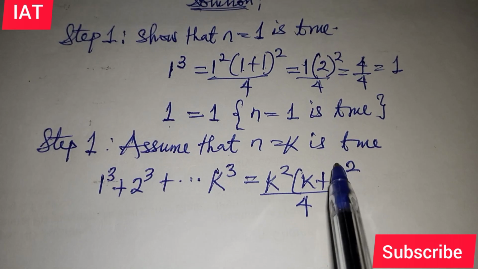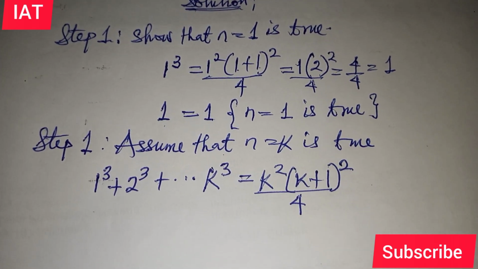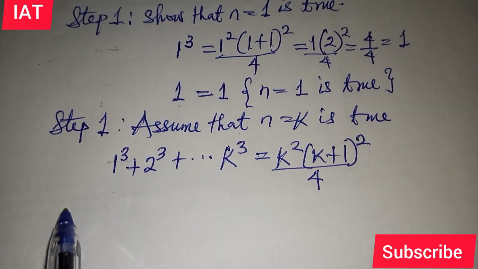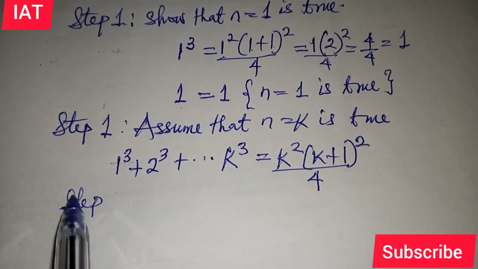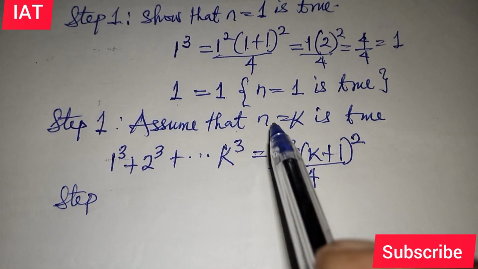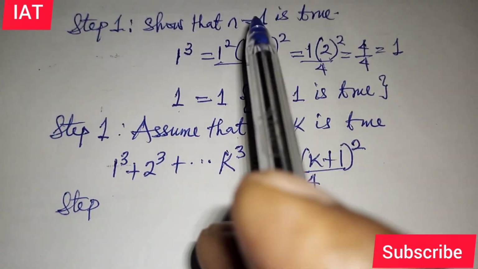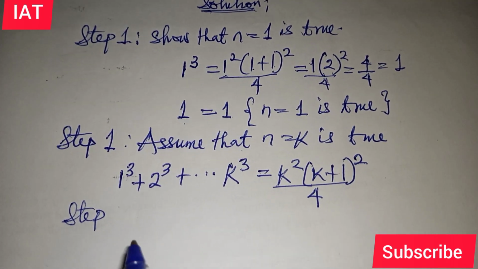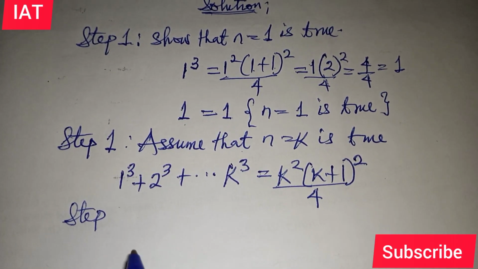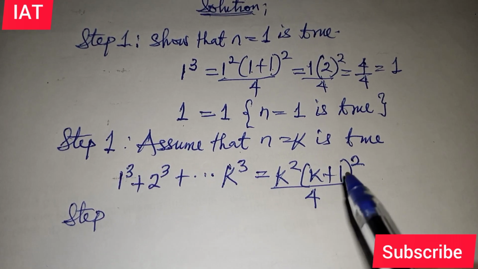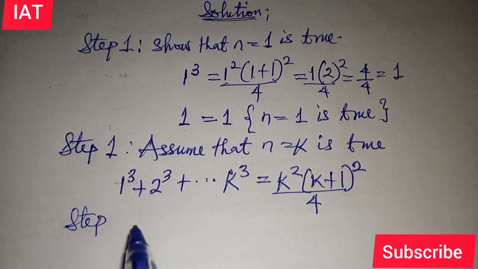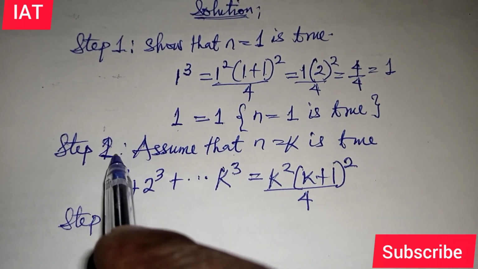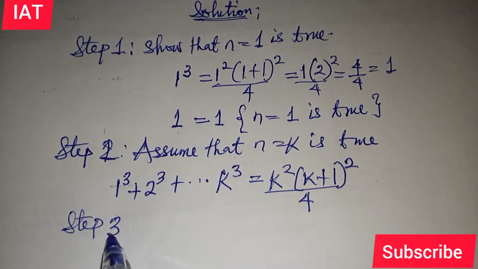So we just assume that n equal to k is true. Step 2 is always like this. By the time you plug in the value of k in replacement of the n, the only thing you need to do is leave it like that. You don't need to expand further or do anything, just leave it that way, because you're making an assumption. Remember, this was step 2, and then the next one is step 3.